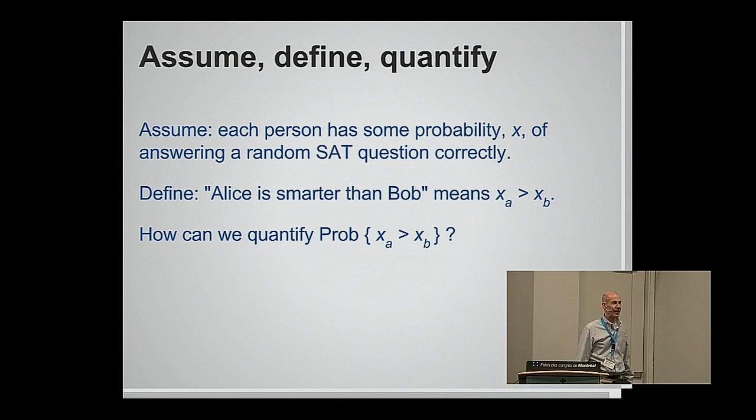As usual, we have to do a little bit of definition of what we mean. By smarter, I'm going to say every person has some ability to answer SAT questions. I'm going to say that they have this mysterious quantity called X, which is their probability of answering any given SAT question correctly. So each person has this attribute. X sub A is Alice's probability of getting it right. X sub B is Bob's. And what we want to know is what's the probability that X sub A is greater than X sub B. Make sense? So forget about the whole smarter stuff. I'm just talking about ability to answer SAT questions.